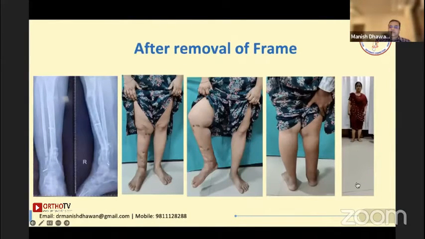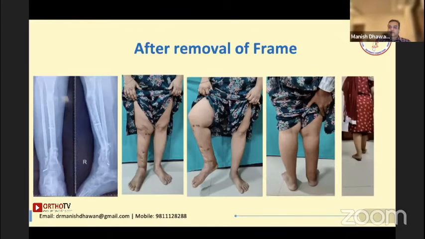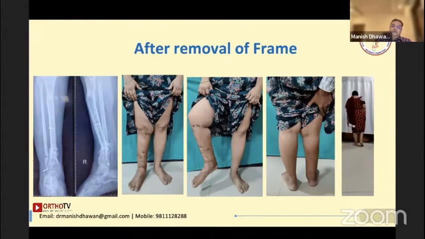And she is fine. We can see a video also. So basically, I took 5 months to remove the fixator. You can see her walk. So you have to see that if you are doing internal fixation, your fracture ends should have compression. You should also explain to the patient carefully when he should walk, and unless you tell them, they should not start walking.